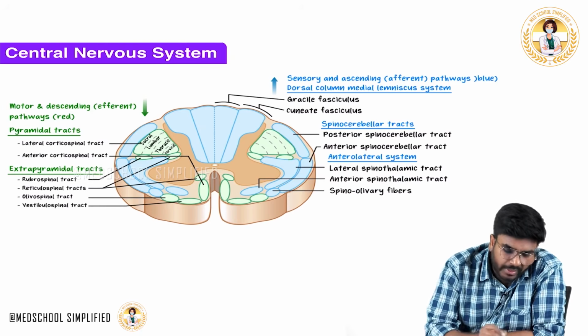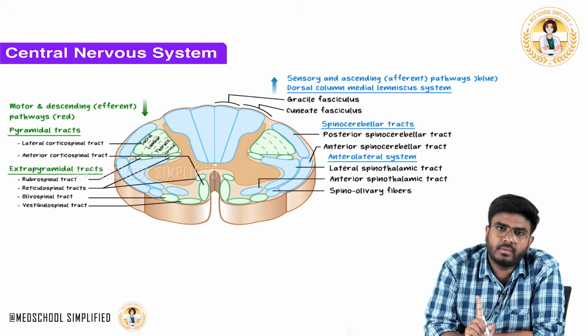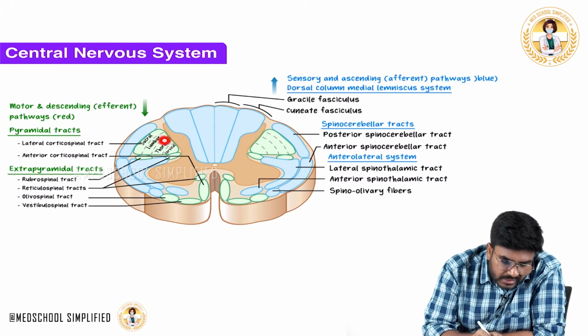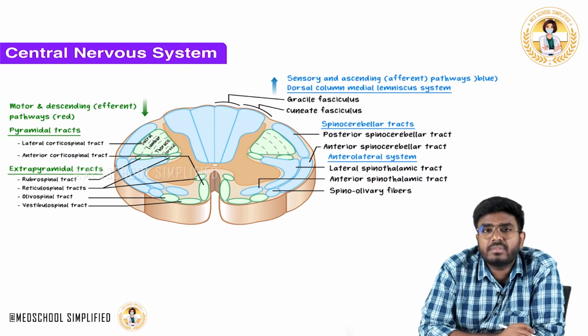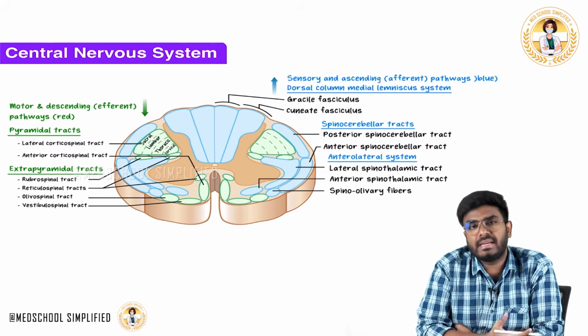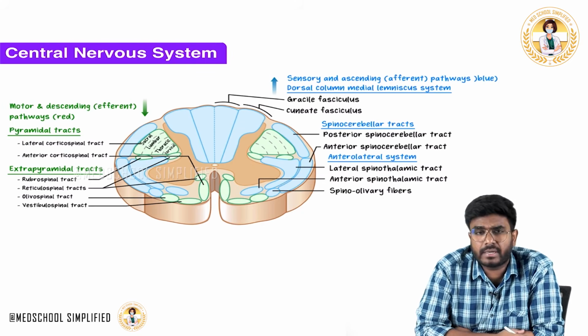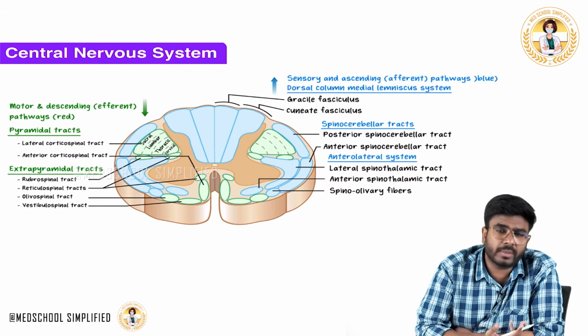Anyway, what I am trying to put in your mind is that anything which you see here in blue color is an ascending tract. It's going to the brain. Now, the things which you are seeing in green color are the descending tracts. Tell me, how many types of descending tracts are there? The two different types of descending tracts are the corticospinal tracts, which are the pyramidal tracts, as well as the extrapyramidal tracts: rubrospinal, reticulospinal, all these tracts.